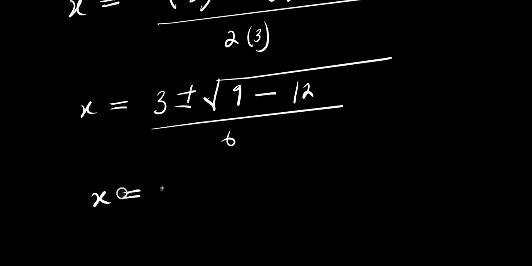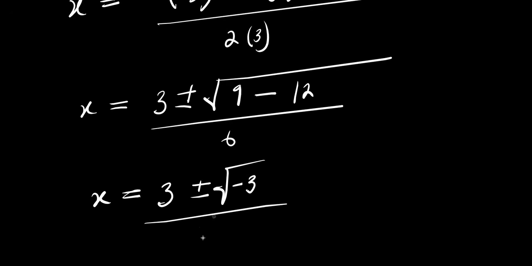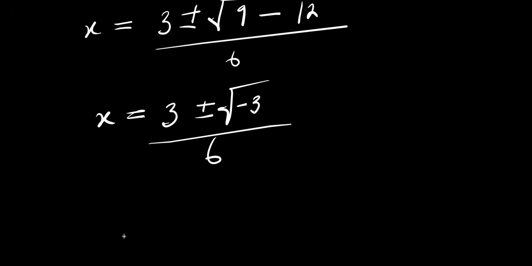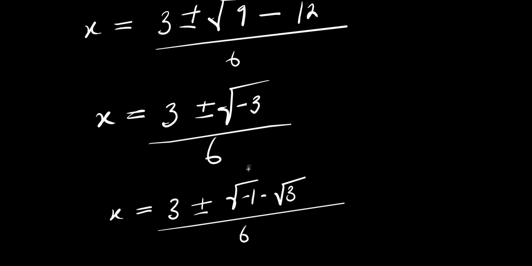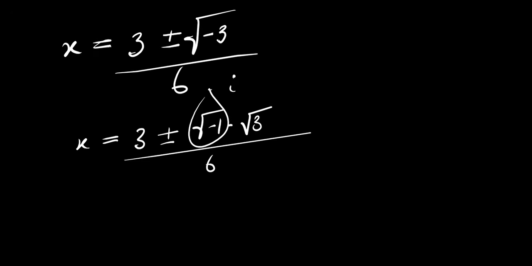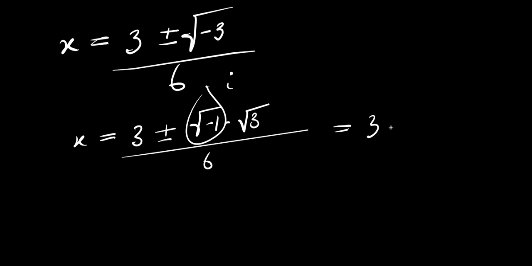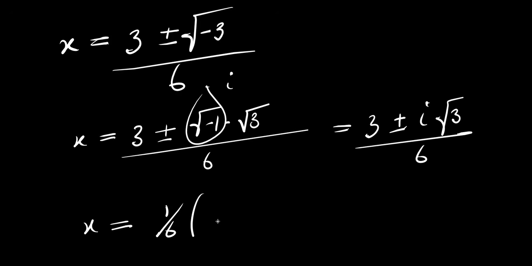From here we have x equals 3 plus or minus the square root of negative 3, divided by 6. x equals 3 plus or minus the square root of negative 1 times the square root of 3, divided by 6. The square root of negative 1 is i. So this equals 3 plus or minus i times root 3, divided by 6. So that means our x is 1 over 6 of (3 plus or minus i times root 3).